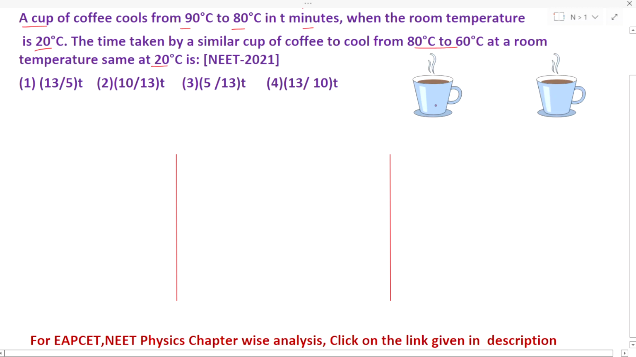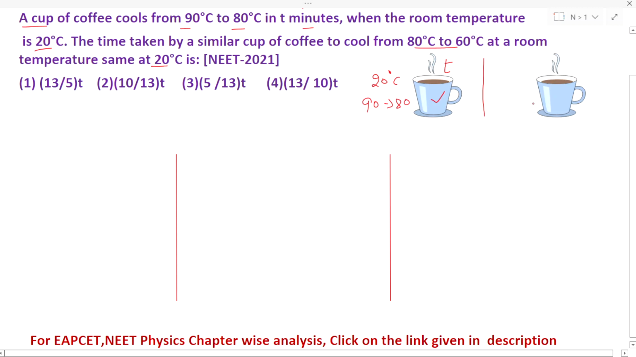He told that he took a cup of coffee which is at a room temperature of 20 degrees Celsius. Now what did he give? He took a time t for the temperature of this coffee to decrease from 90 degrees to 80 degrees. This is one case.